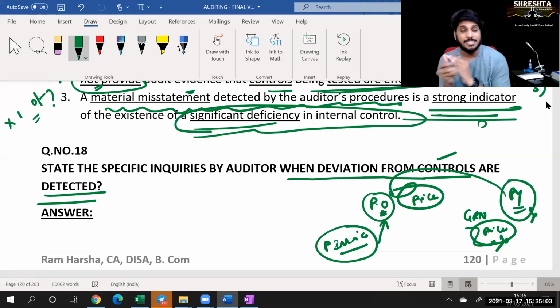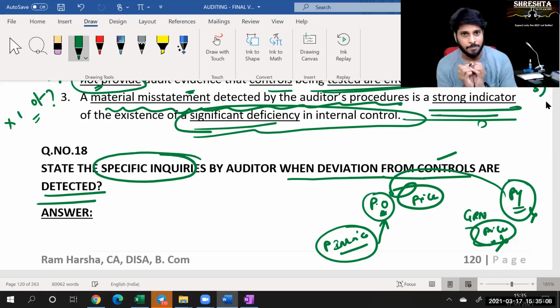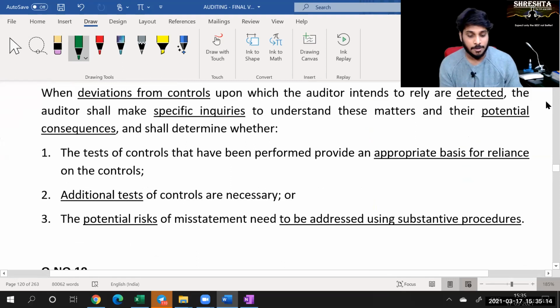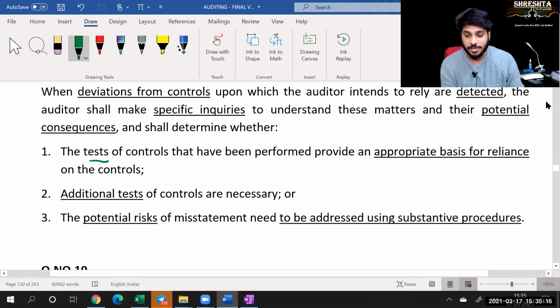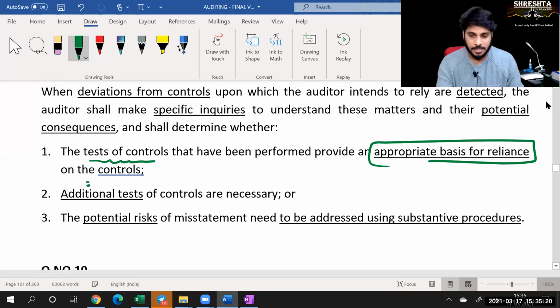If you identify this kind of deviation, what does the auditor have to do? What specific inquiries do you perform? Do you say directly the control is weak just based on one invoice? No. First, you test the test of controls. Is it an appropriate basis for reliance on the control? Fine, I'll just look into it.